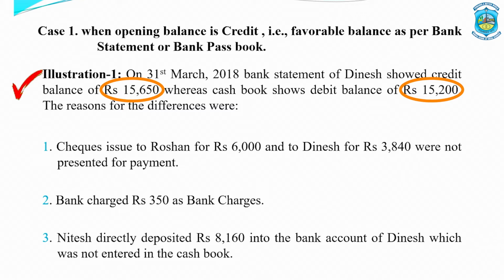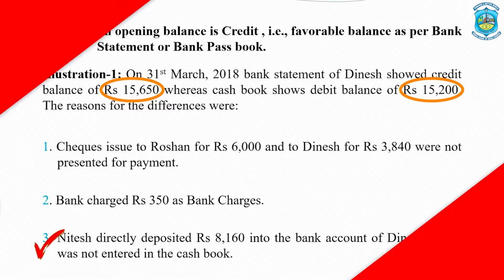Here are some of the differences, already given in the question, between the balances of this passbook. The first reason is checks issued to Mr. Roshan for rupees 6,000 and to Dinesh for rupees 3,840 were not presented for payment. Second, rupees 350 as bank charges. Third reason, Nitesh directly deposited rupees 8,160 into the bank account of Dinesh, which has not been entered in the cash book. So these are the 3 reasons.